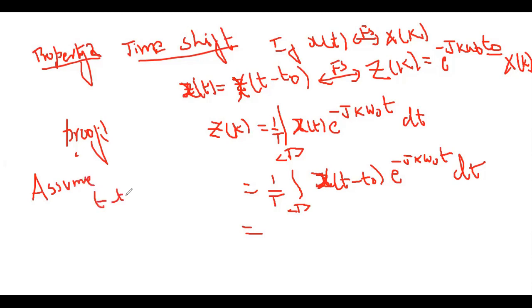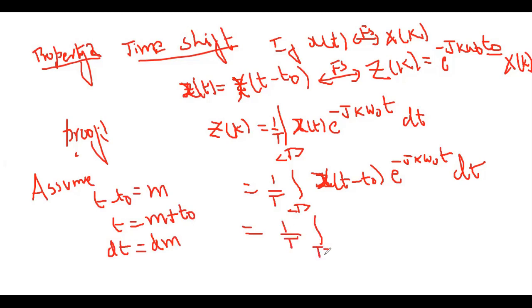Assume t minus t naught is equal to some m. Got it, my students? So t is equal to m plus t naught. The t naught is a constant. Apply the derivative on both sides: dt is equal to dm. So 1 by T, again the integral over T. Now x of t minus t naught becomes x of m, and e power minus j k omega naught, now t is replaced with m plus t naught, and dt is replaced with dm.